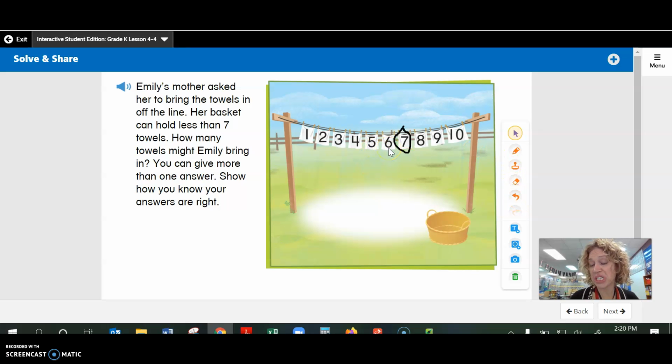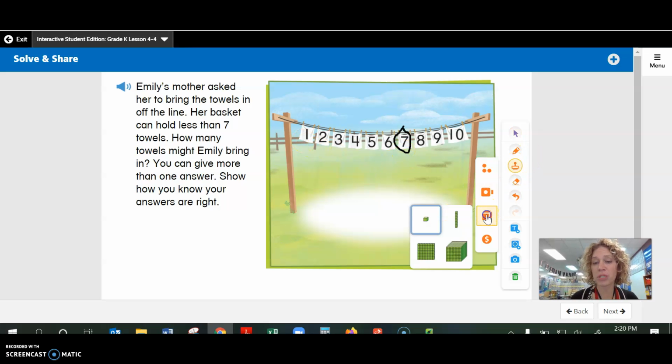We could put 6 towels in the basket. We could put 5 in there. We could put 4. We could put 3 because that's still less than 7. We could put 2 because that's still less than 7. And we could put 1 because that's less than 7. So I'm just going to put some blocks here.